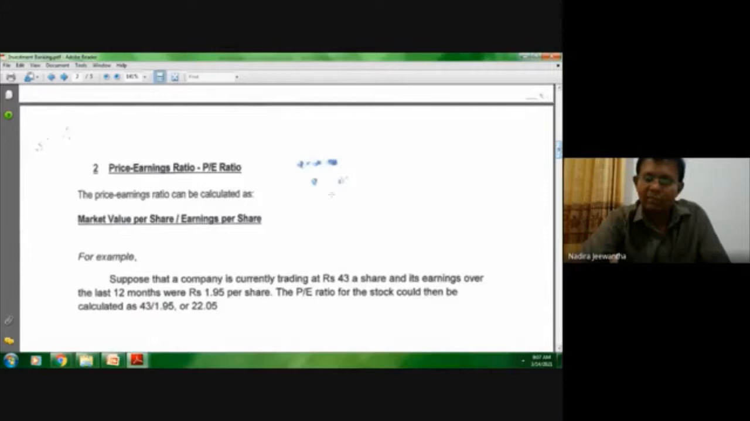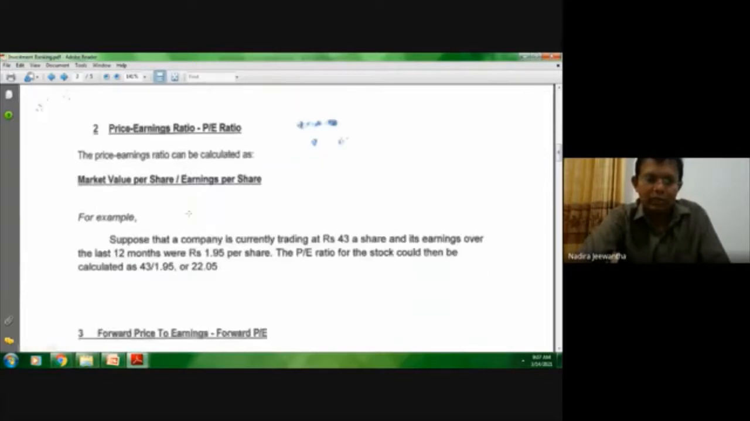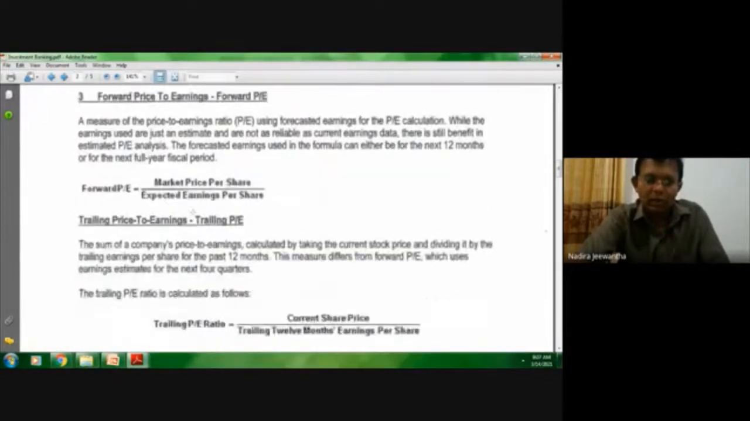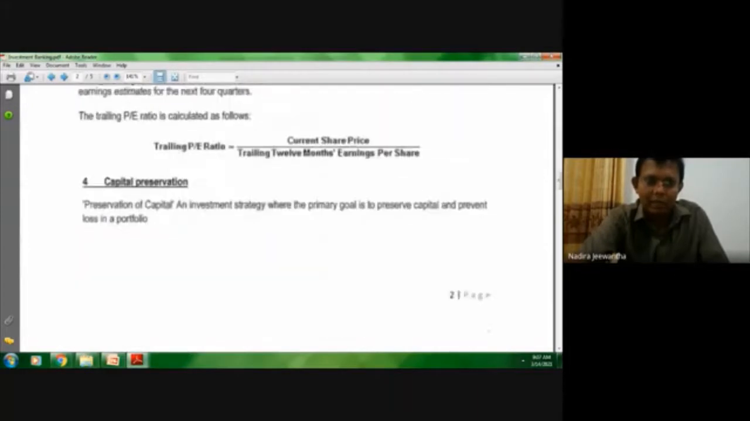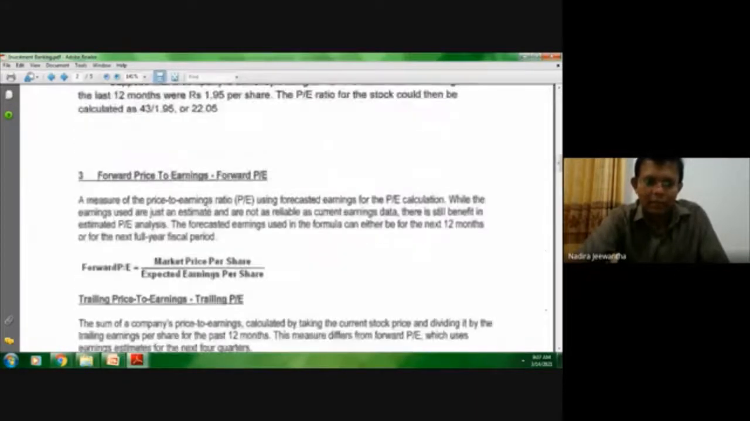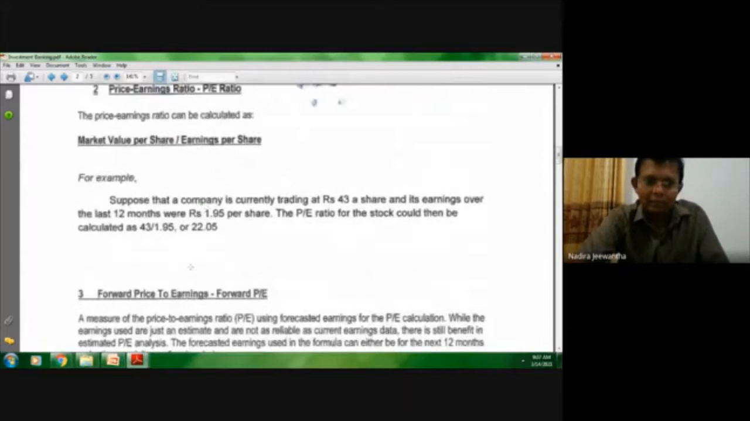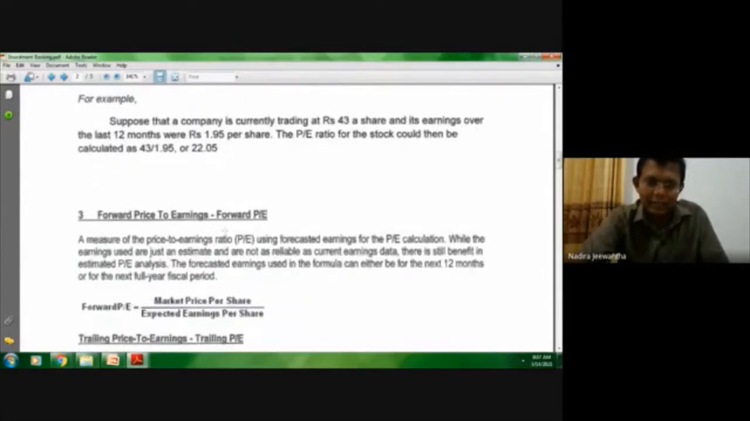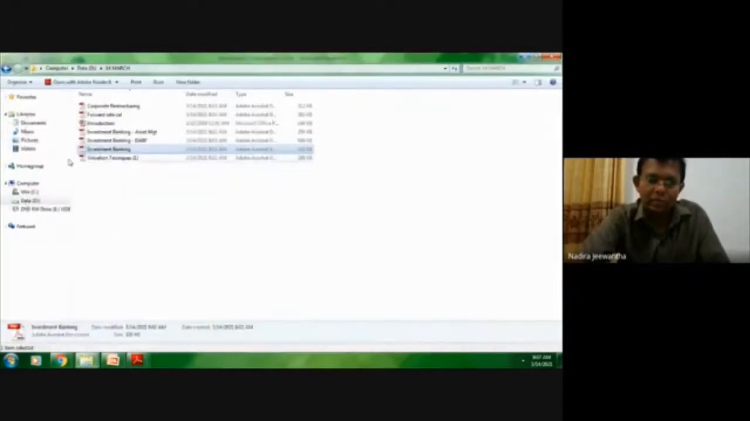This is the investor ratios which we discussed. Price earning ratio, and the most important ratio: market price divided by EPS. Yeah, that is the price earning ratio. How long will it take for you to recover your investment?